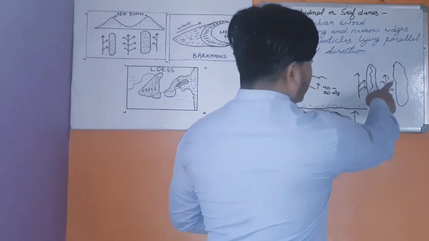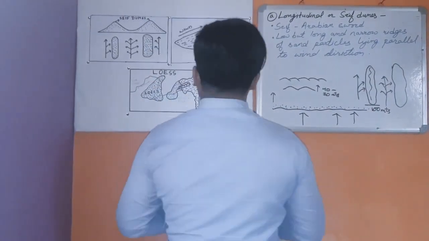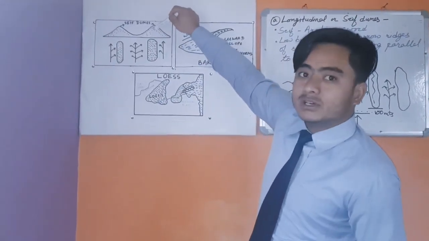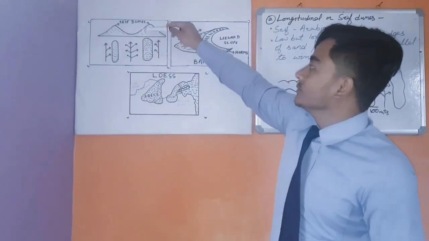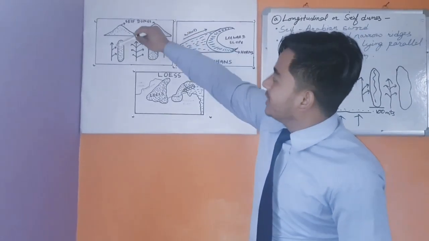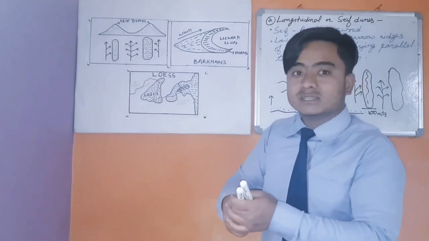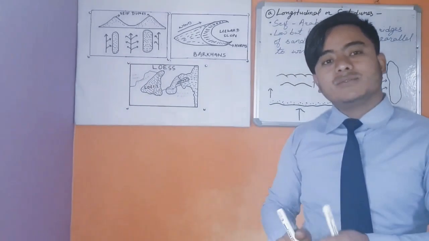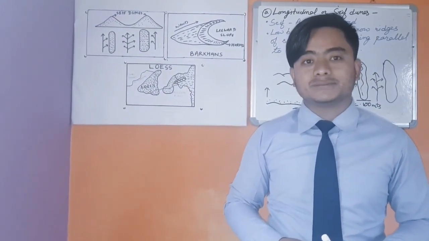So this type of landform is formed by the deposition of wind, which looks somewhat like this. See, this is the front facing of the longitudinal dune and this is the top facing. The height ranges from 40 to 70 meters, width approximately 100 meters, and the length ranges for a few kilometers. And this type of landform that is formed in the deserts is called longitudinal dunes.